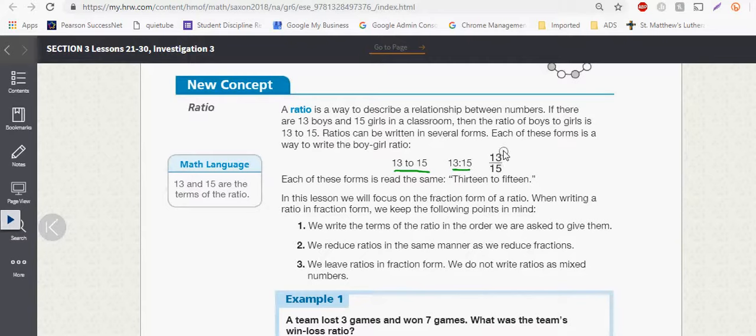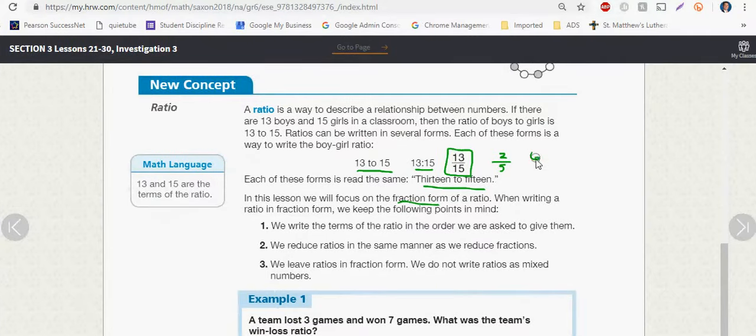Or the one we're going to focus on today, fraction form. Any of these reads the same way, 13 to 15. But in this lesson, we're going to focus on that fraction form. That's the most common, and we read it top to bottom, maybe using the word to, or even per when we get into rates, for that fraction bar. And it could be 2 to 5, it could be 6 to 10.